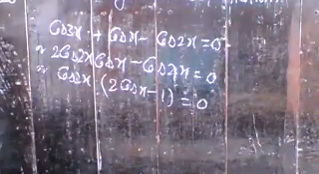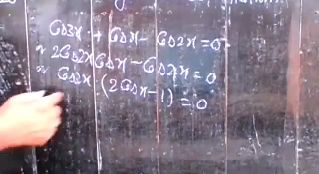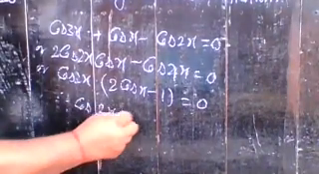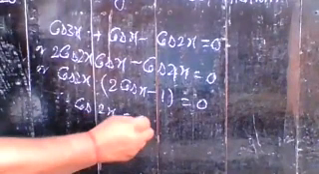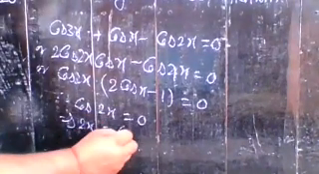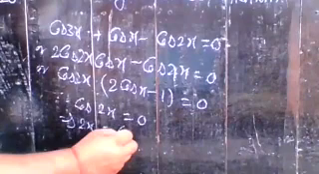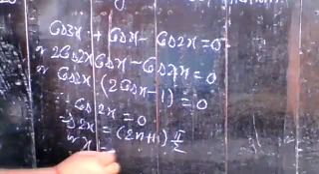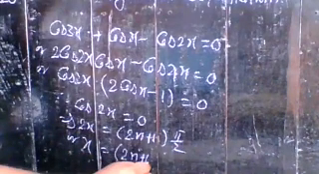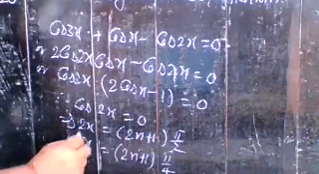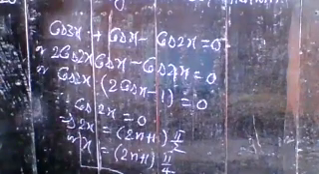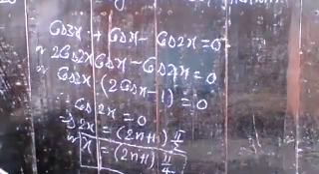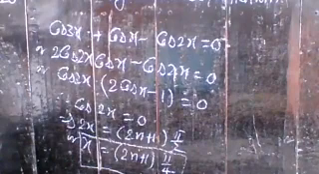Now applying the possibilities. If cos 2x is 0, this implies 2x is equal to (2n+1)π/2, or x is equal to (2n+1)π/4. So that is one of your solutions: x is equal to (2n+1)π/4.